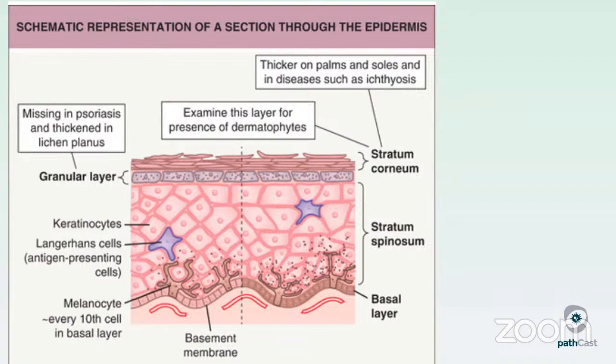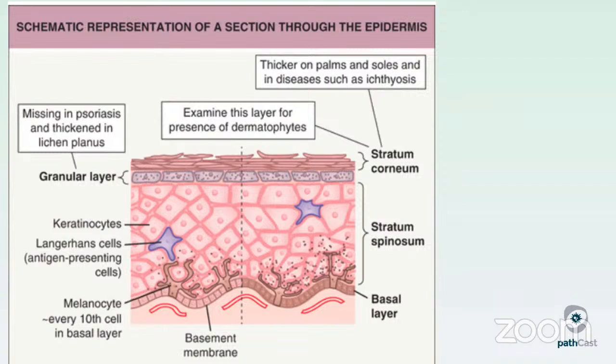In addition to keratinocytes in the epidermis, we also have some other cell populations. So melanocytes are going to be the cells that are producing melanin and supplying melanin to the surrounding keratinocytes through melanosomes. Normally, they're about every 10th cell in the basal layer. But in certain anatomic locations, like in sun-damaged areas of the face, they are increased in number.